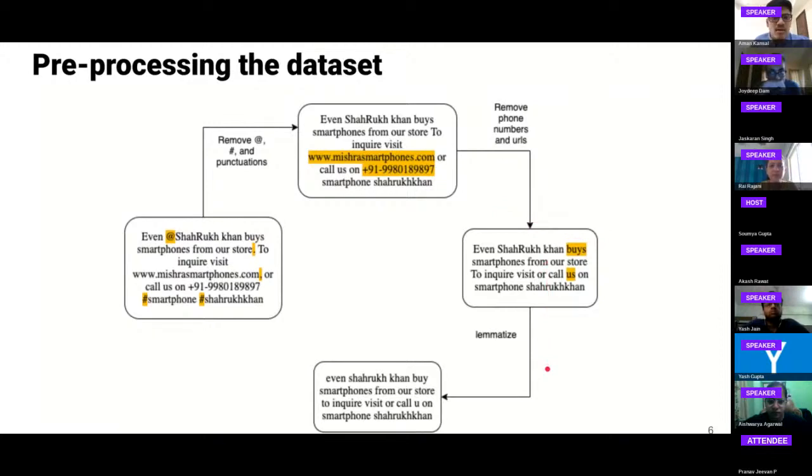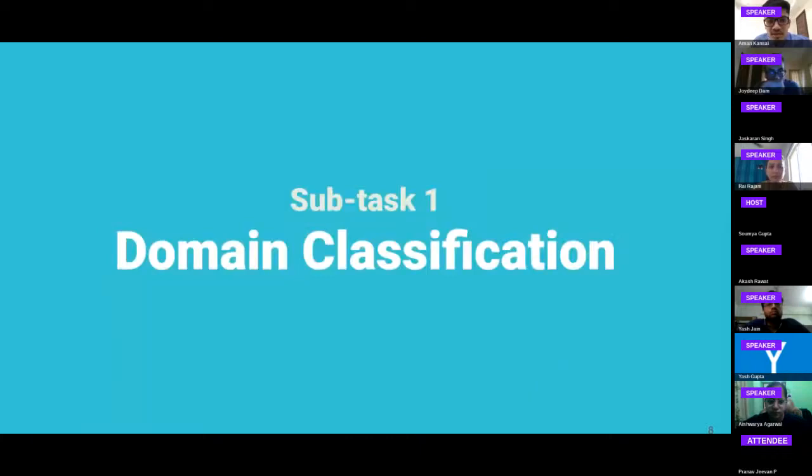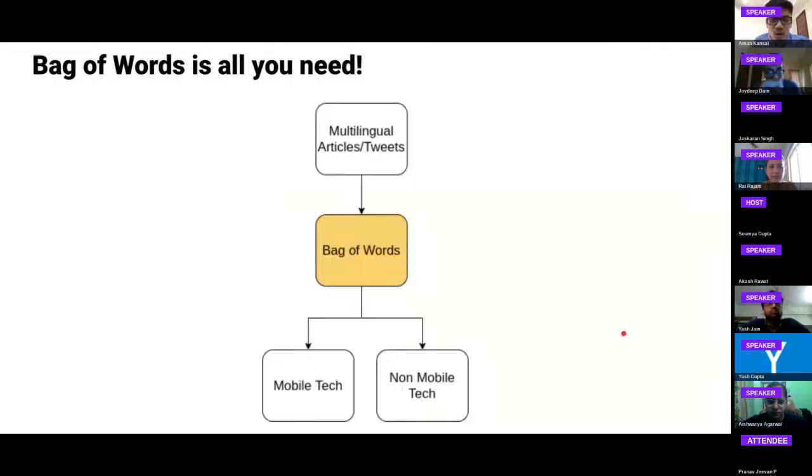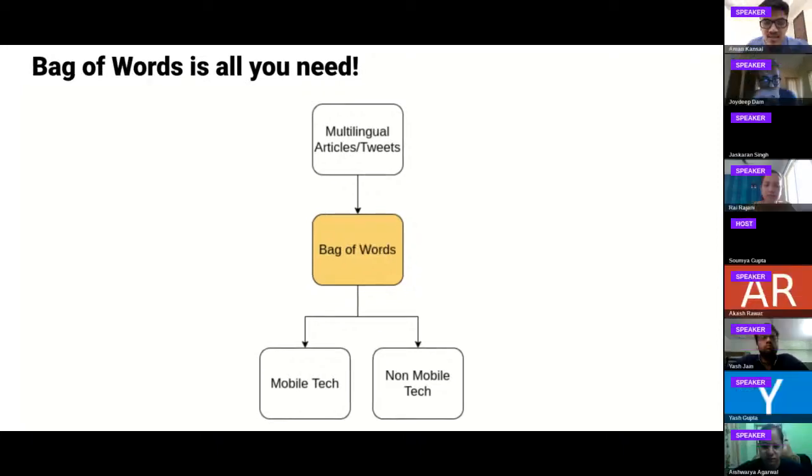Starting with subtask 1, domain classification, that is, classifying whether or not the article is tech or non-tech. Here what we observed was that a bag of words approach was not only more efficient and scalable, but also gave us better accuracies and numbers as compared to a proper deep learning approach.